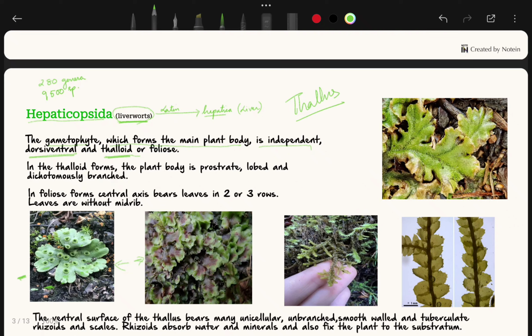Thallus-like structure, which means that the plant body is not differentiated into root, stem and leaves. Okay, so the plant body has no stem, roots and leaves. Or if they are not thallus-like, they might be foliose-like. So instead of forming a flat surface, some of the liverworts grow in this manner, in leaf-like structures. So you will have a main axis, and then you will produce leaf-like structures here, as you can see here.